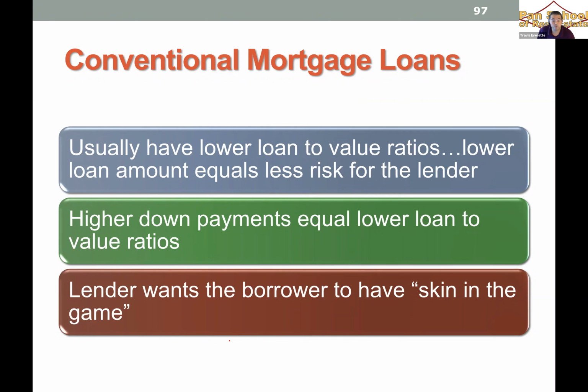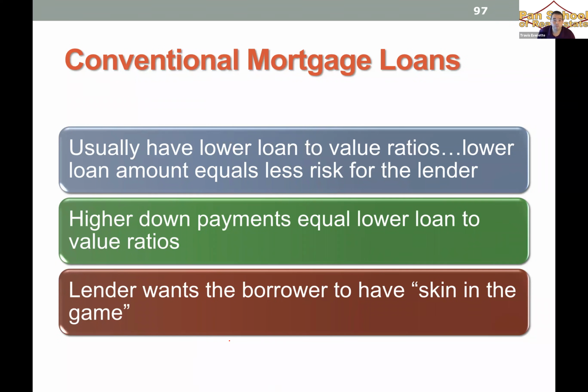The loan to value ratio is usually lower. So we're usually not looking at 95% loan to value. You're usually looking at 90%, 80%, 70%. Though that's not always the case. There are 100% loan to value conventional loans. And that's why I say, don't think of this as the definition. These are just common characteristics, you know.